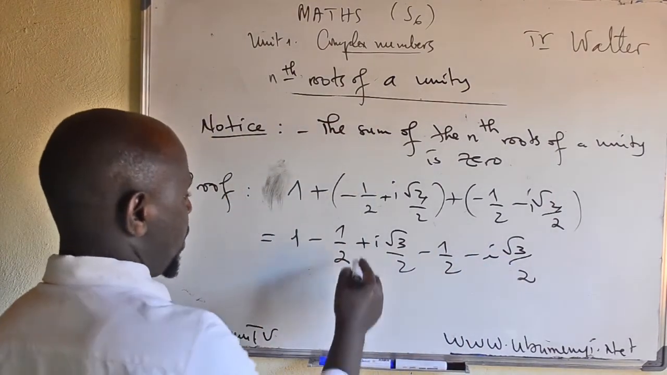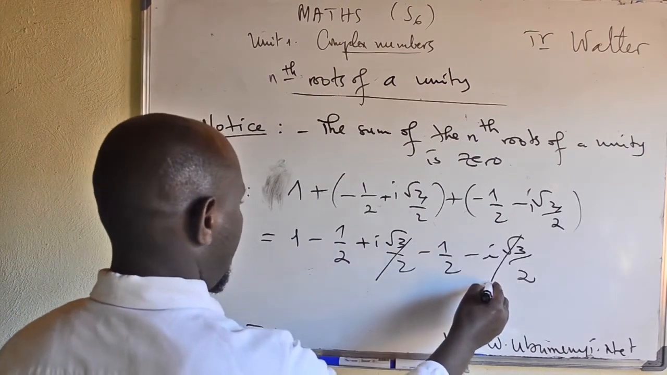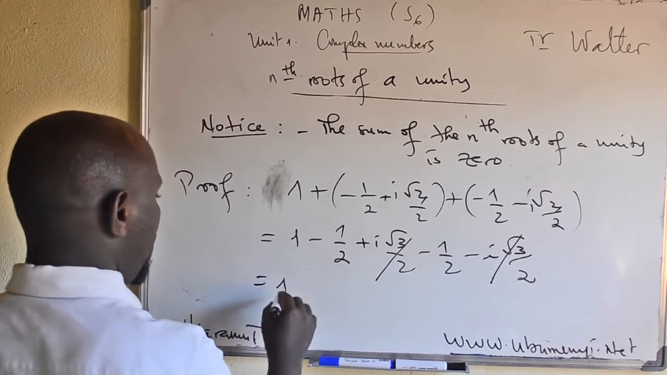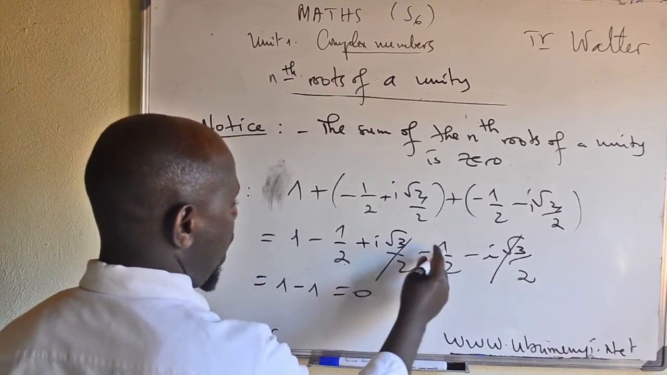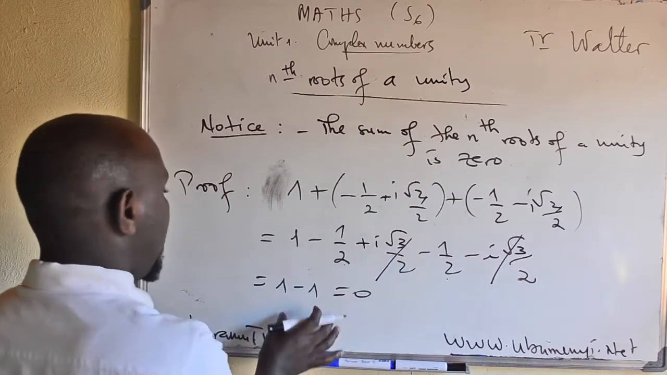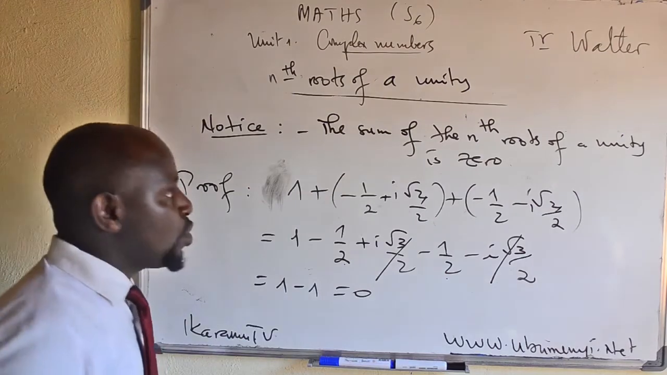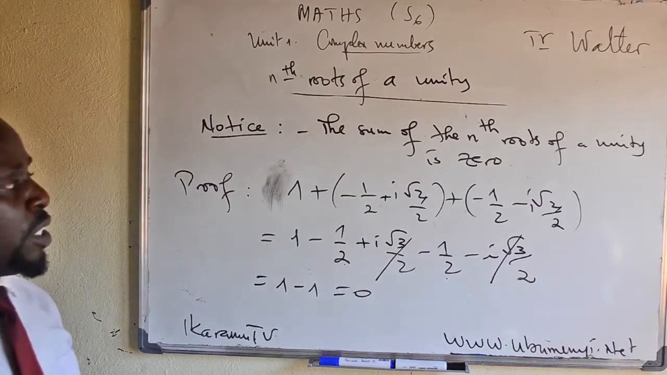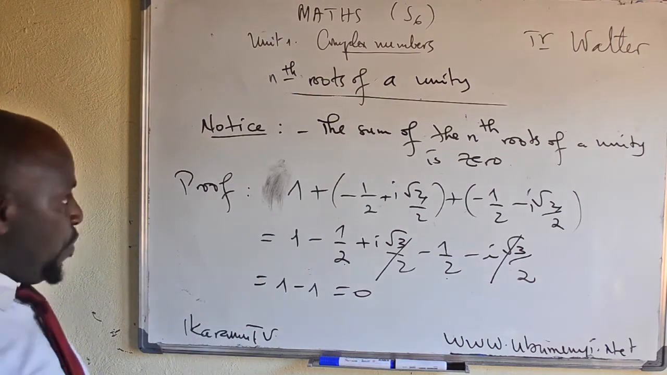And if you see this, we shall see that this will disappear. And now here we shall have 1 minus 1, which is equal to 0, because you have a half which will be negative 1, and then you get 0, which means that the sum of n roots of any unit, z^n = 1, gives us 0 as proven from there.